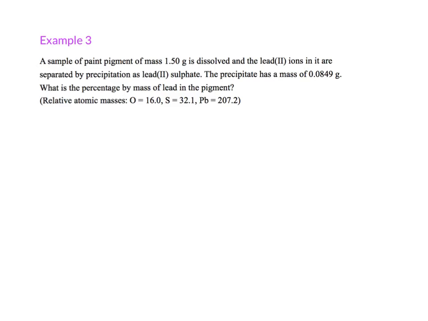Okay, last example. We're going to paint pigment. We have 1.5 gram. It is dissolved, and the lead and iron are separated by precipitation.